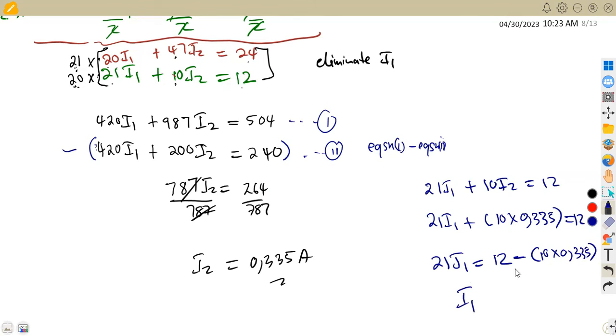So meaning to say I1 is going to be equal to, you divide by 21 here, you divide by 21 this side. So this is going to give us the value for I1 in this case. Make sure that you use your calculator properly. This is going to give us something like 0.4119 and so on. So to 3 decimal places, it's going to be 0.412 in amps. All right, so this is your I1 in this case.